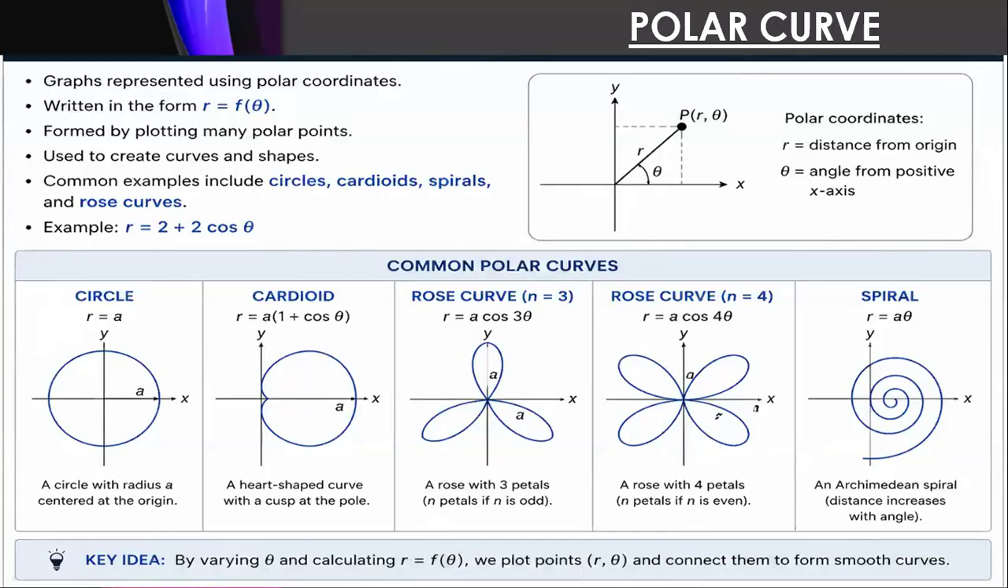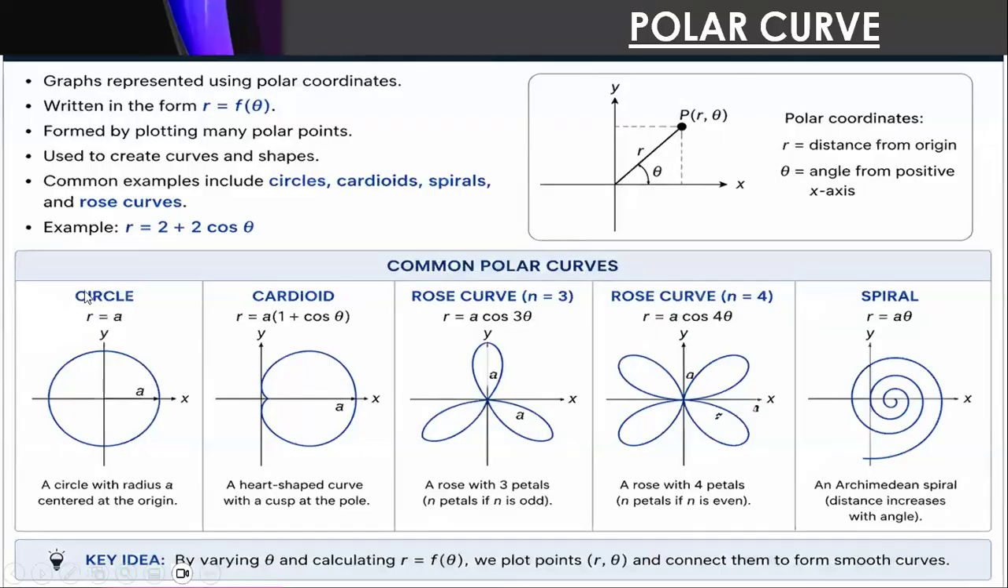So as we can see here, it's used to create curves and shapes. Some common examples include circles, cardioids, spirals, and rose curves. And we have an example here, which is r equals 2 plus 2 cos theta. So as you can see here, we have some common polar curves.